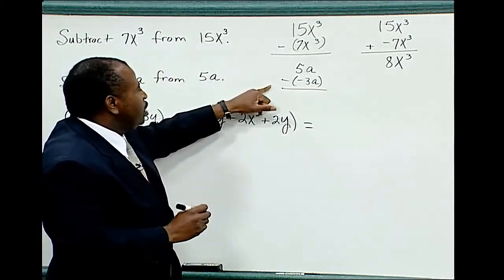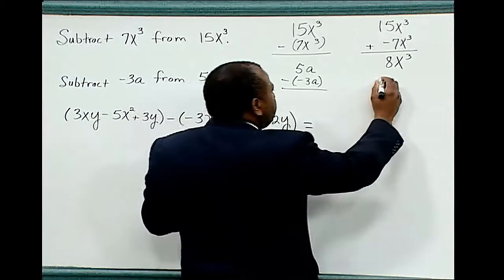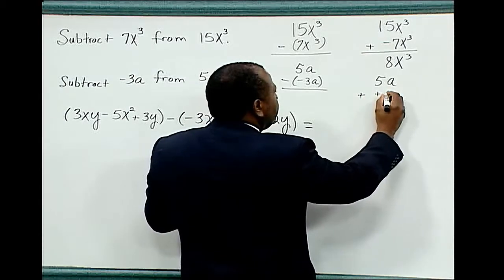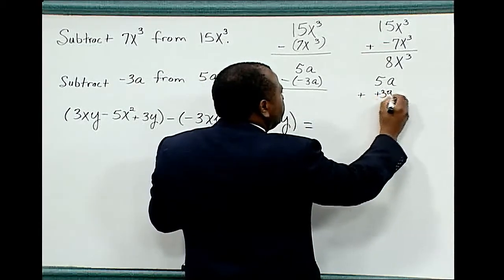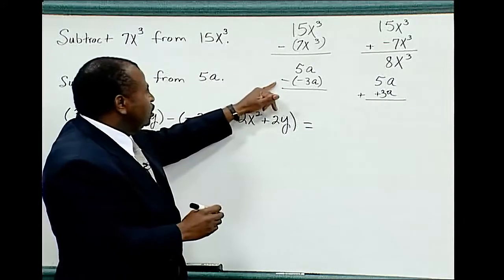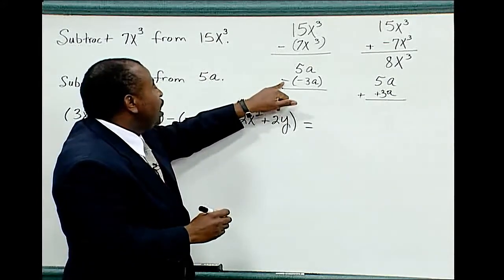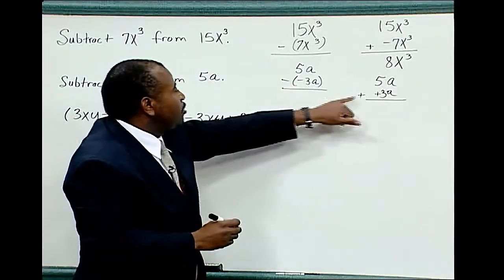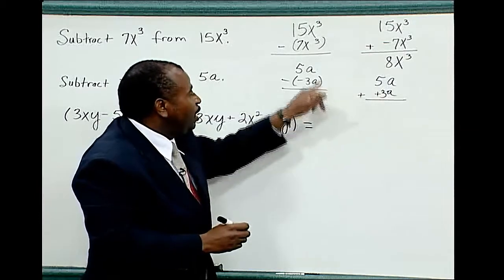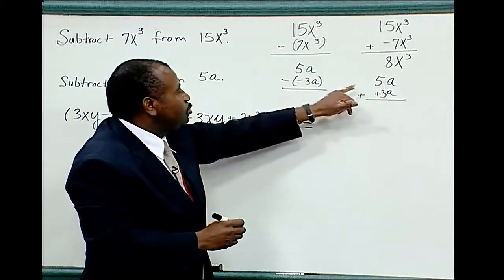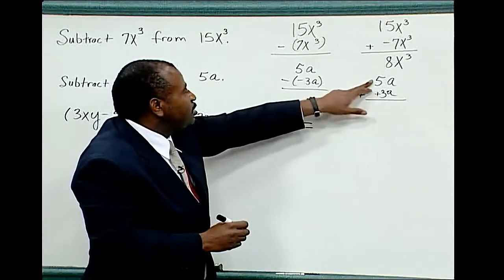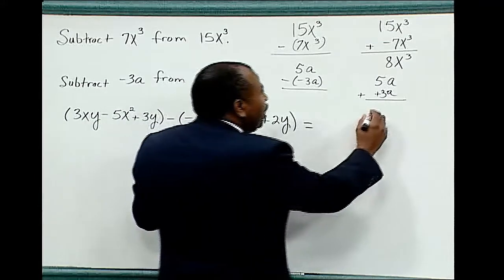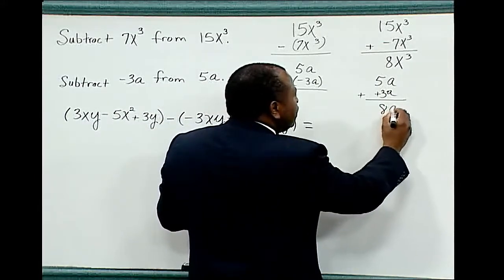Now we're going to change subtraction to addition. 5a plus a positive 3a. Now again, notice this subtraction sign is changed to an addition sign. This negative sign is changed to a positive sign. We're adding the opposite. Therefore, we're going to use the rules for addition. A positive 5a plus a positive 3a is equal to a positive 8a.